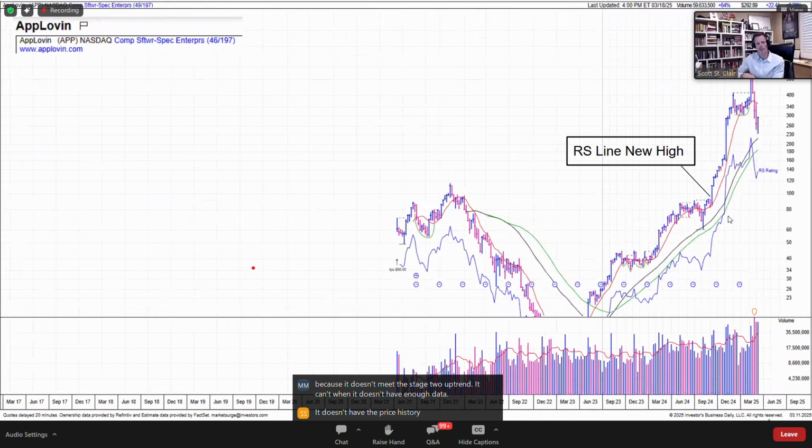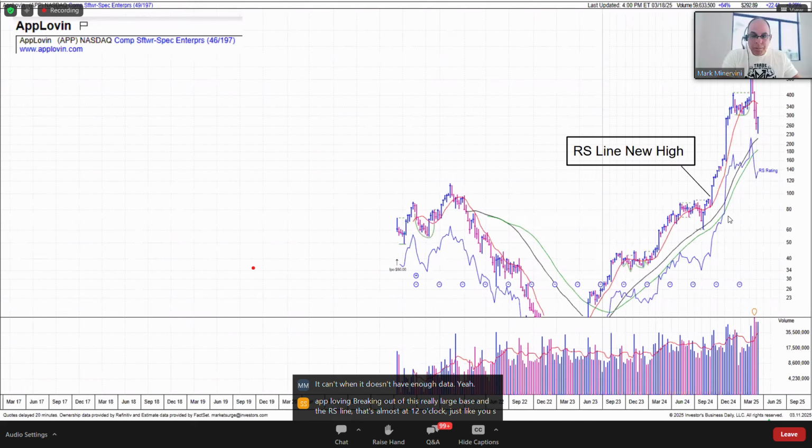All right. So here's Apple 11 breaking out of this really large base, and the RS line is almost at 12 o'clock, just like you said. Yeah, there it is. It's almost straight up prior to the breakout. You see, it's already going into new high ground, and that's what you want to see. That's why you would use that screen to look for the stocks that are outperforming when they're in a base. And usually the market's correcting. That's your best scenario. Like right now, you should be looking for stocks that have relative strength lines that are improving, moving up, breaking into new high ground, and stocks that are in bases. They may not even have broken out yet. But usually when you get that scenario, the breakout is not too far away. So you've got to be ready to act.